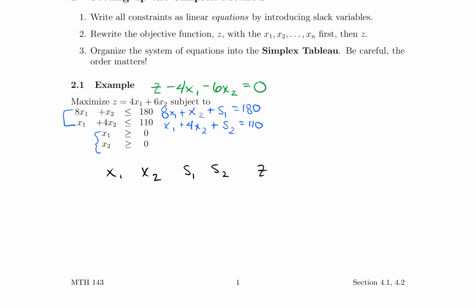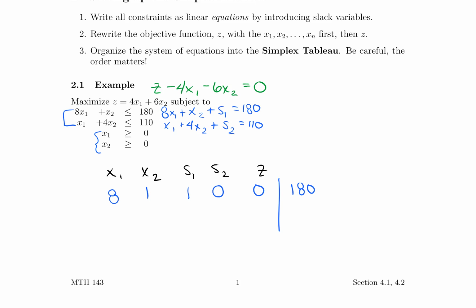So let's go ahead and put in our first constraint, which is now an equation. Just like we did with systems of equations, we have 8x1 plus x2 plus s1 equals 180. So I have 8 x1s plus 1 x2 plus 1 slack 1. I have no slack 2 and I have no z. And now I'm at the point where I have my constant. So this will be 180. And we'll use that vertical bar like we did before for augmented matrices.